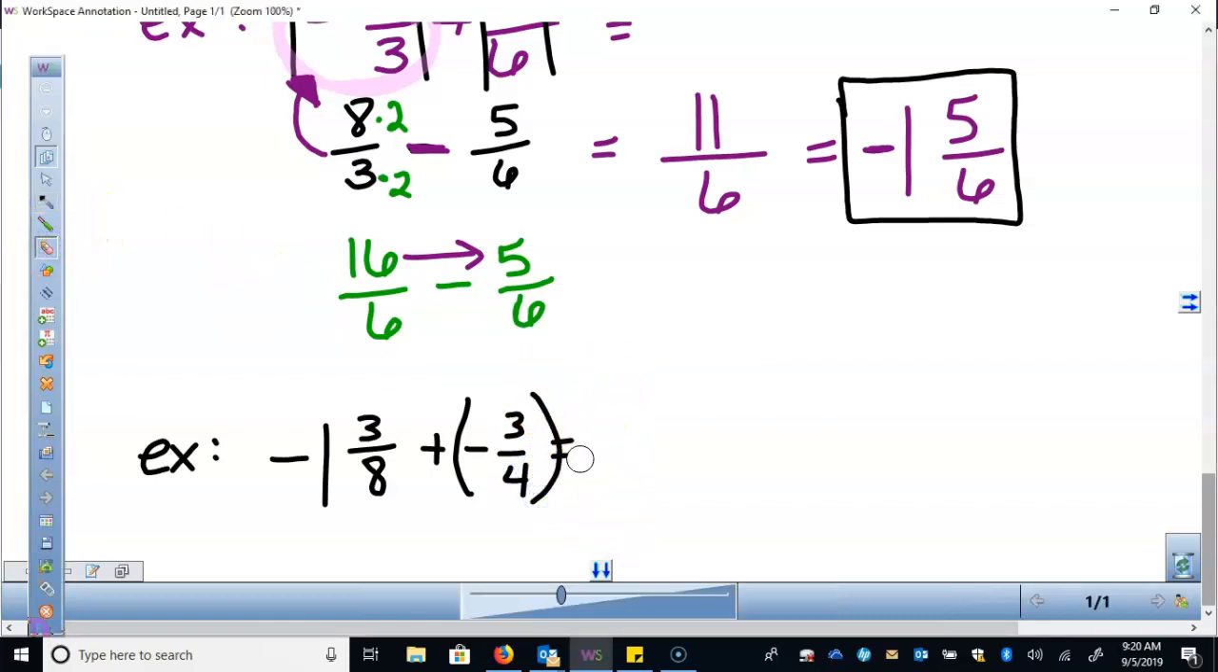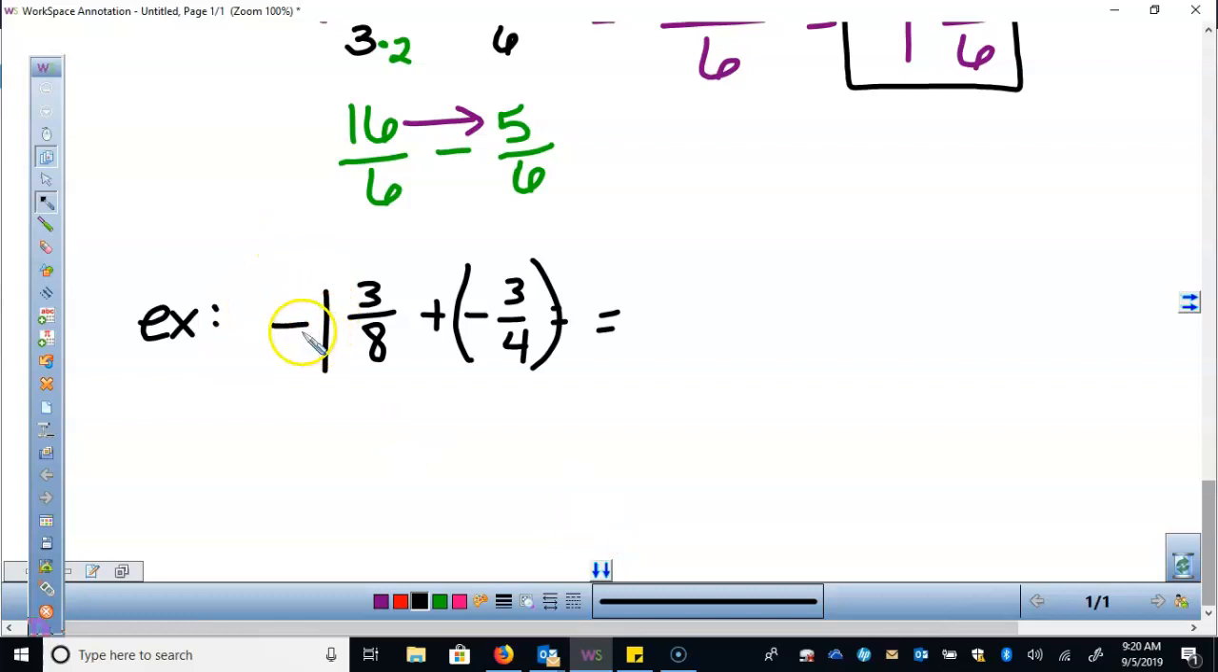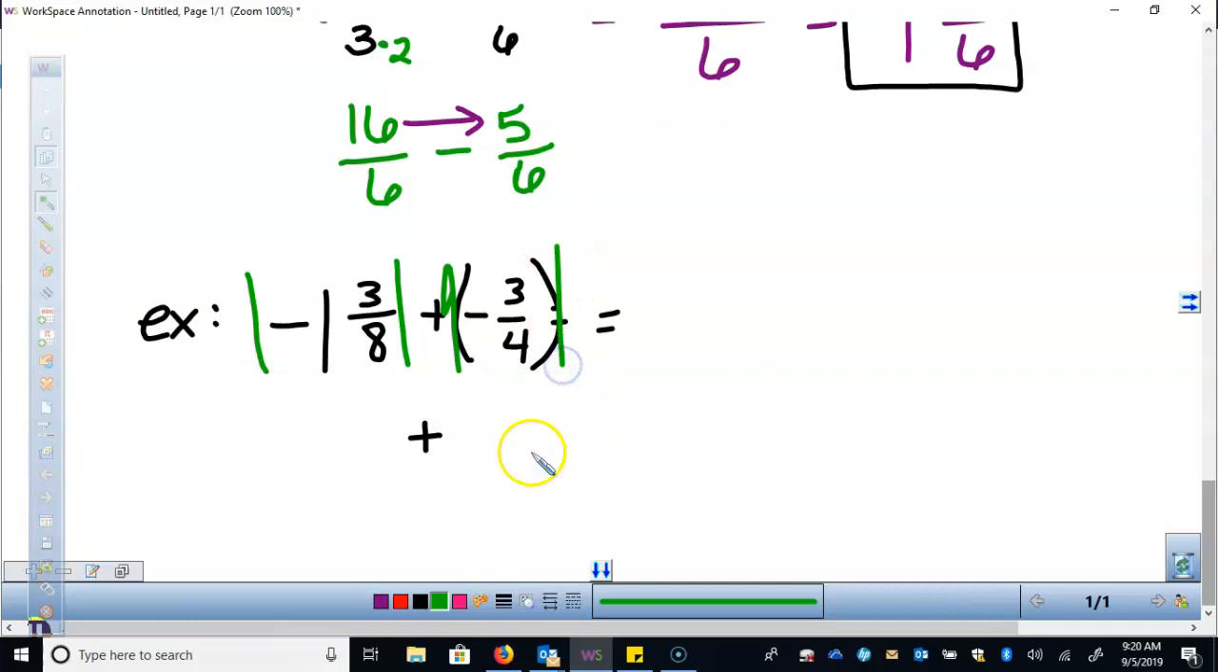Again, our first question, same or different? Which rules am I going to follow? In this case, we have both negatives, so they are the same. That means we are going to add the absolute values. Let's find them. The absolute value of negative 1 3/8 is 1 3/8, and the absolute value of negative 3/4 is 3/4. Okay.